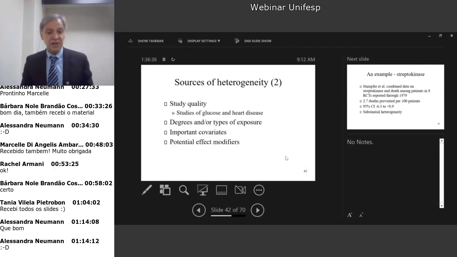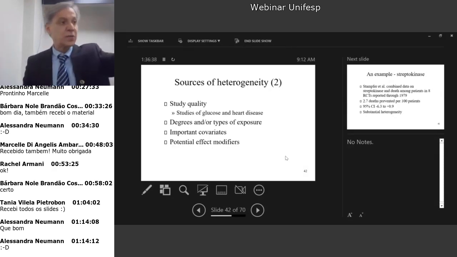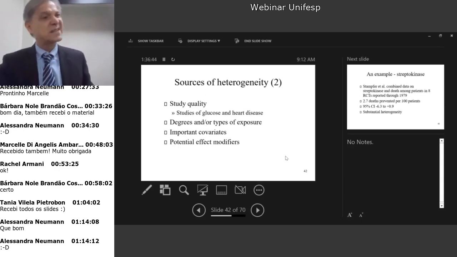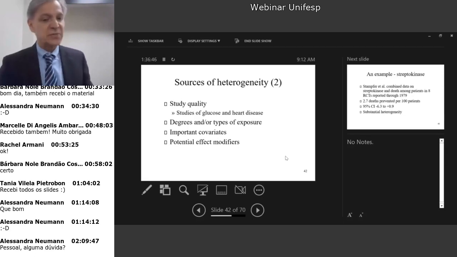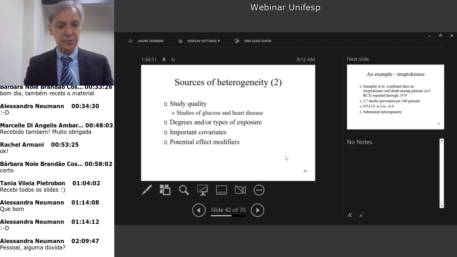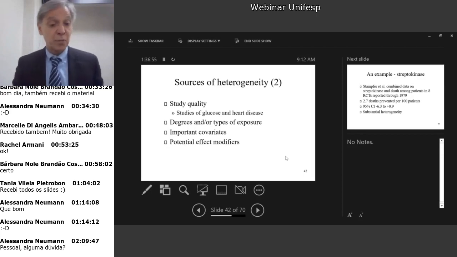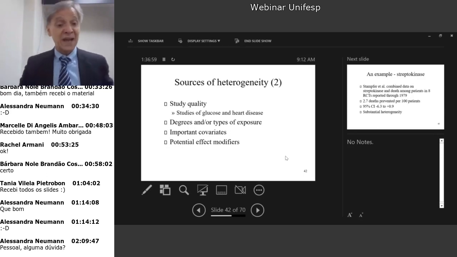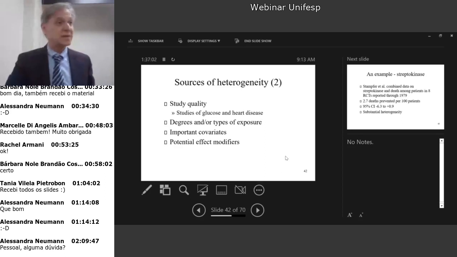Study quality: studies of glucose and heart disease, I showed you, some of them are not good quality, and with the measurement we have to eliminate so many. Some I left, but they're still doing a little bit of retrospective measure, or the continuity of measure was not available. Degree or types of exposure, important covariates not controlled for, potential effect modifiers: some do, some don't. So all of that is going to create heterogeneity across studies.